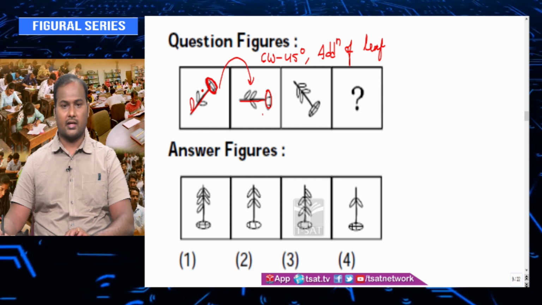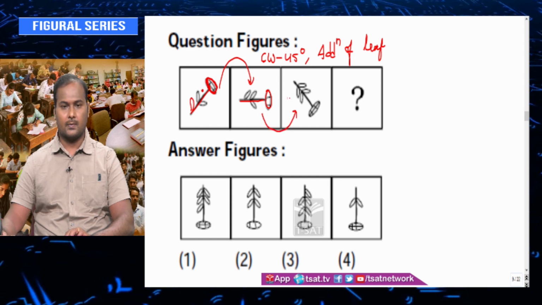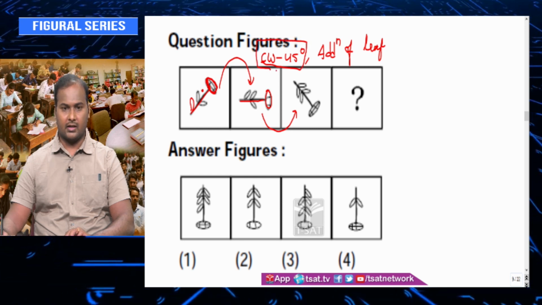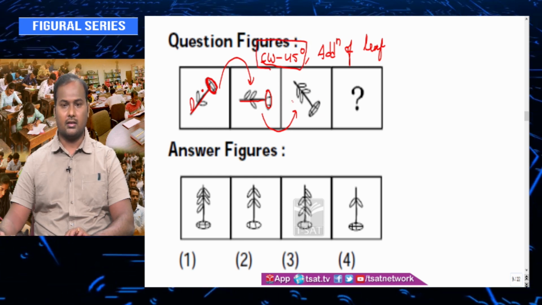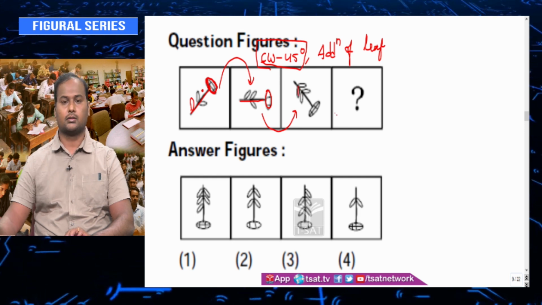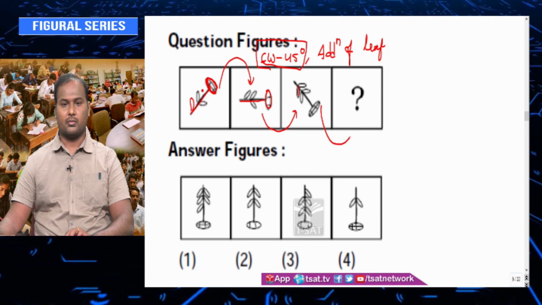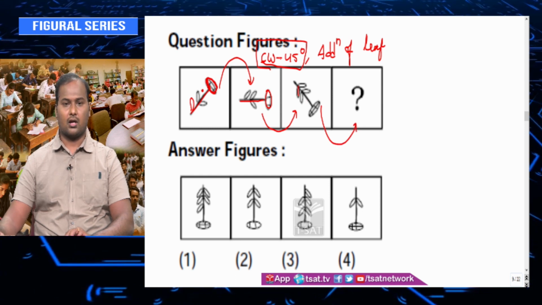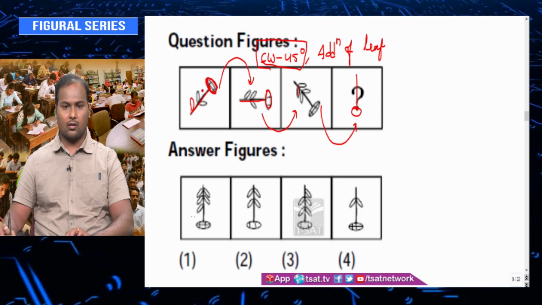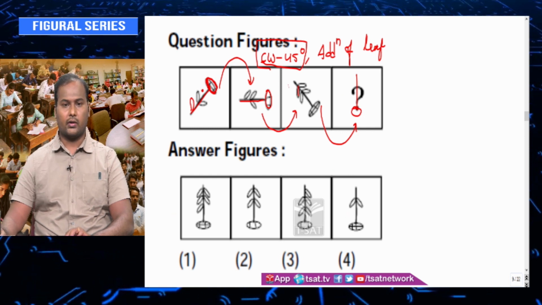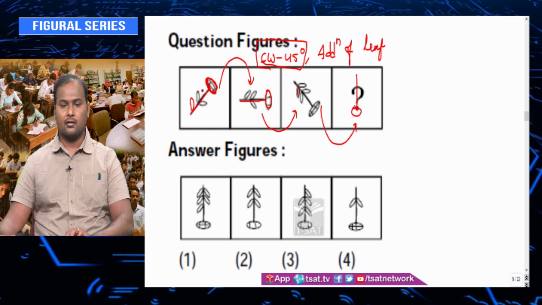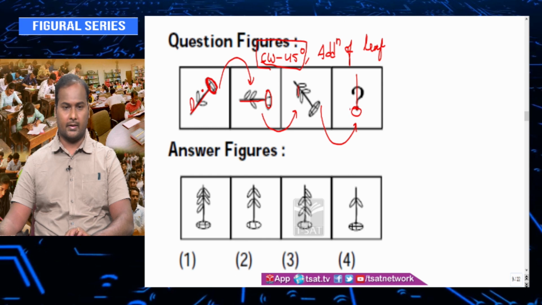Now what is the change I can observe from this figure to the next figure? Here also you can see clockwise rotation by 45 degrees. Yes, correct. And there is an addition of one more leaf to the outside. So this is also correct. Now what is the change from here to here? That is clockwise 45 degrees, means it will show like this. Again all the figures are like this only. And there is an addition of one more leaf. Total you will get 5 leaves on the outside.